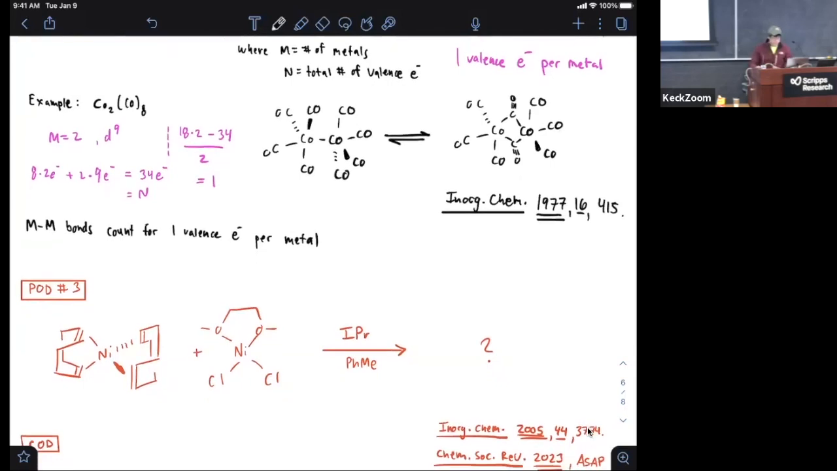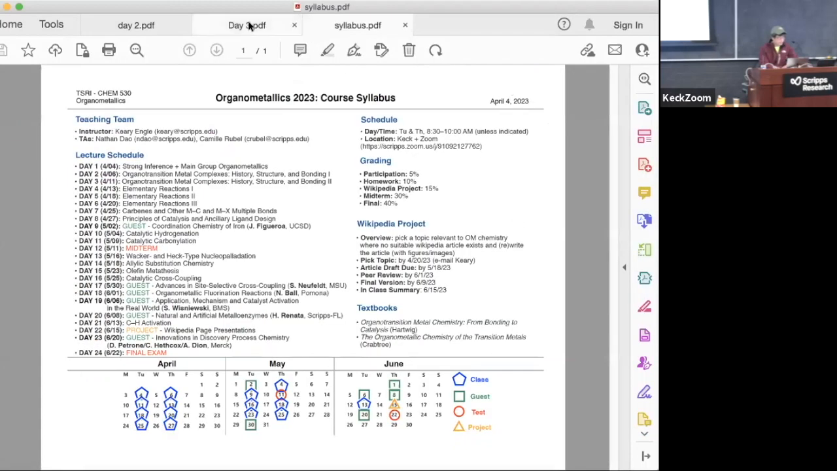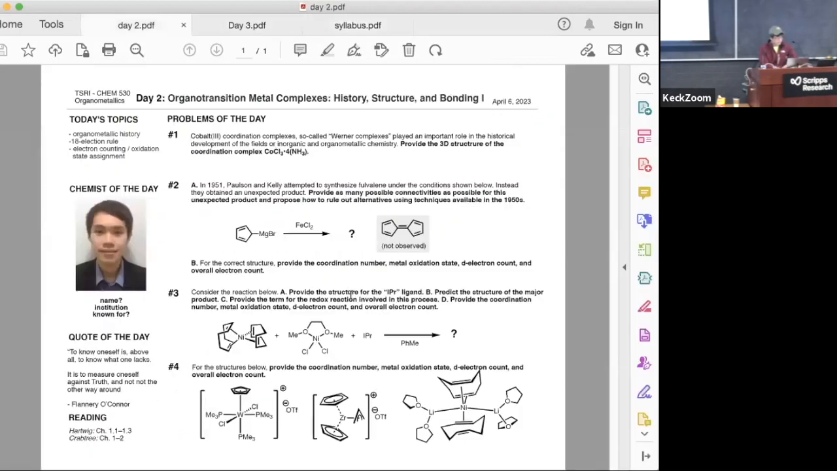Okay, so let's go ahead and turn things over to wrap up the problems of the day from last class period, which are centered on electron counting. So a good way to warm up your brain in the early morning.